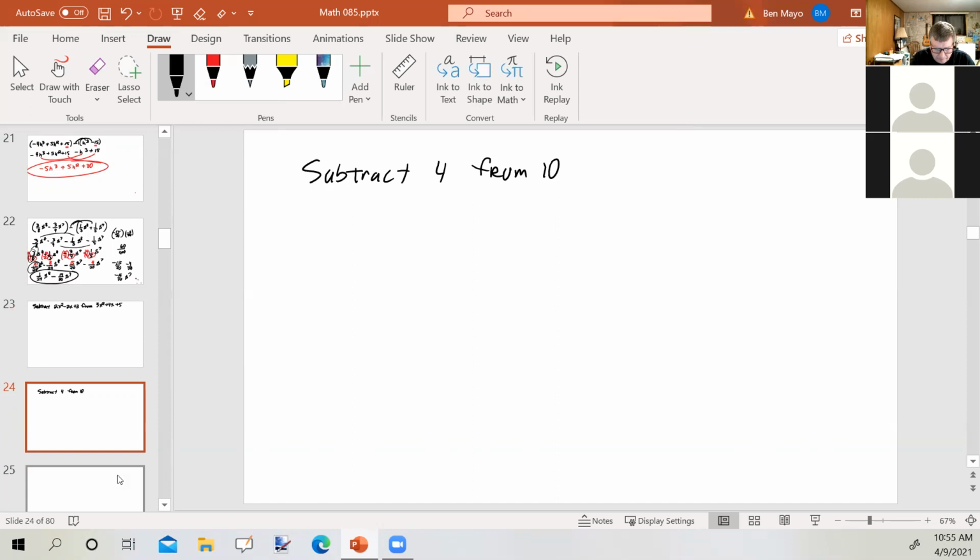Would it just be like negative 4 plus 10? Well, what you say isn't wrong, but that's not literally what it's saying to do here. It says subtract 4 from 10. So you'd write 10 minus 4. Exactly. And that's equivalent to negative 4 plus 10, so what you said isn't wrong. It's just not a literal interpretation. But the point is subtract 4 from 10 becomes 10 minus 4, right? Right.